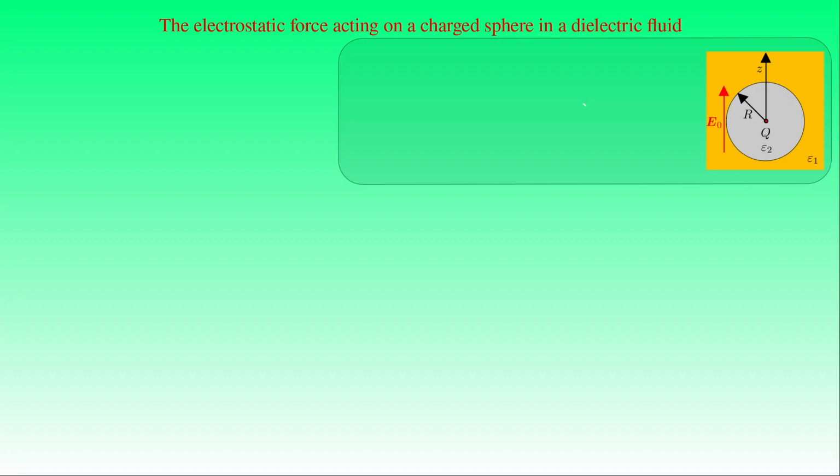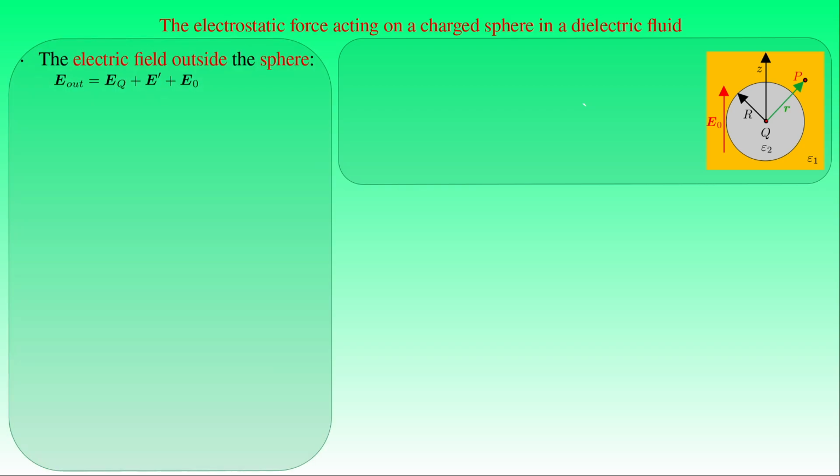Epsilon 1 and epsilon 2 denote the absolute permittivities of the liquid dielectric and the dielectric sphere, respectively. At a given point P outside the sphere described by the position vector r pointing from the center of the sphere to the point P, we can express the total electric field E as the superposition of three different fields. The Coulomb field EQ due to the electric charge Q of the dielectric sphere, the induced dipole field E' of the polarized sphere, and the external field E0 applied on the liquid dielectric.